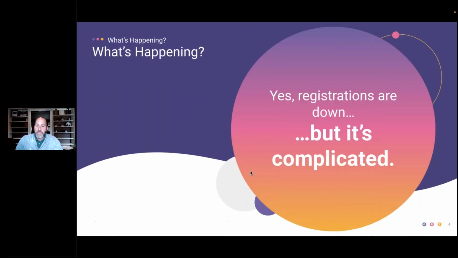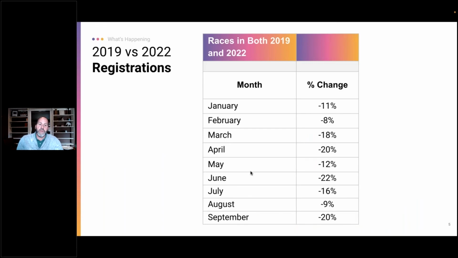So what's happening with race registrations? So yes, they are down, but it is complicated. There are some nuances to the registration data. First, I want to show you what the percentage change is compared from 2019 to 2022, and you'll see that these are all negative numbers right now in the industry, right?